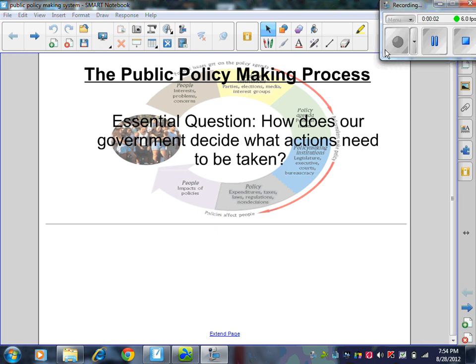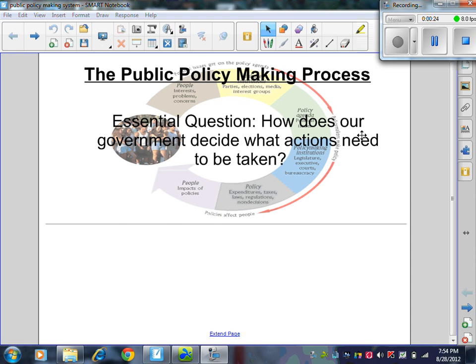Hello class. Today we're going to talk about the public policy making process. If we remember from earlier today or even yesterday, we talked about what public policy actually is. We defined public policy as the decisions and non-decisions that the government makes. So when the government decides to pass a law, it's making a decision to do so. That law becomes public policy.